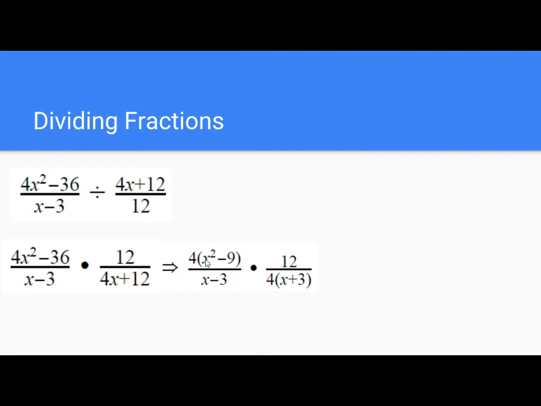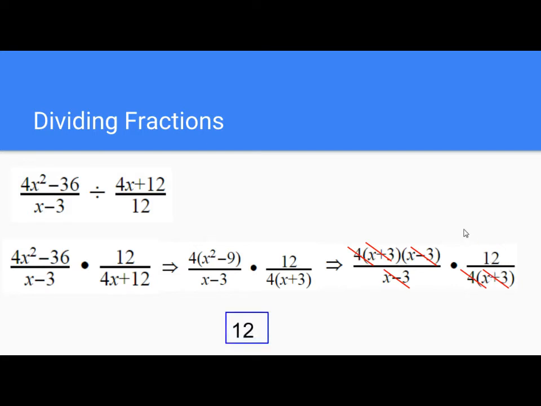This x squared minus 9 happens to be a difference of perfect squares. x squared is x times x, 9 is 3 times 3. So that factors a little bit further to x plus 3 and x minus 3. Again, the 4's cancel, the x minus 3's cancel, the x plus 3's cancel, and that almost covers everything. All we're left with is 12. That's the simplified version. 12 is the simplified version of this division.